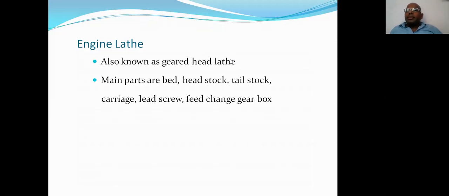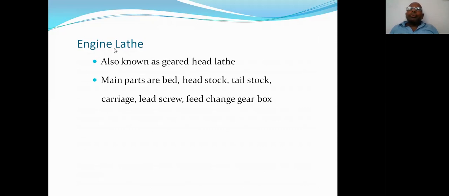Already previously, during the observation of that drawing itself, we discussed all these things. It is having a gearbox. That means the required speeds for the headstock center are provided with the help of the gear speed selector. The speed selector changes the gear position so that a suitable speed for the headstock center is provided.